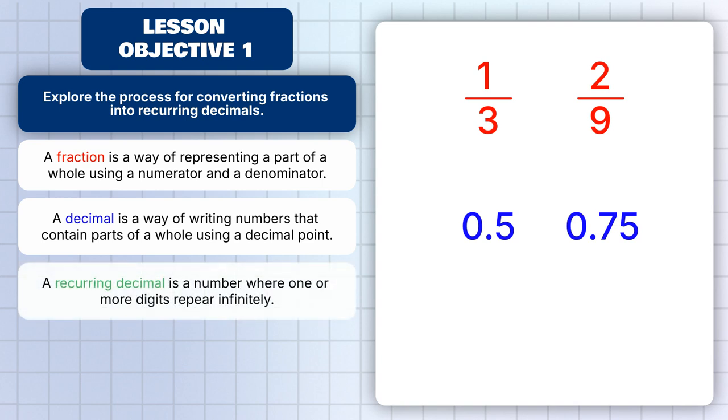A recurring decimal is a decimal number in which one or more digits repeat infinitely. For example, in 0.3333, the digit 3 repeats indefinitely.